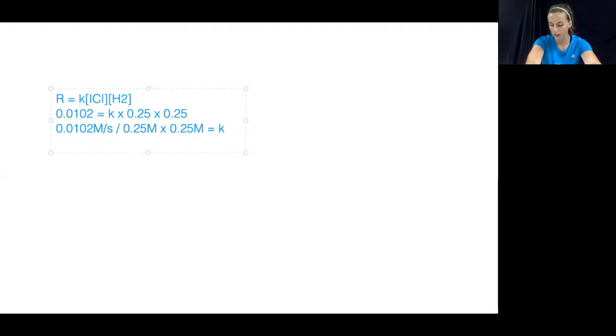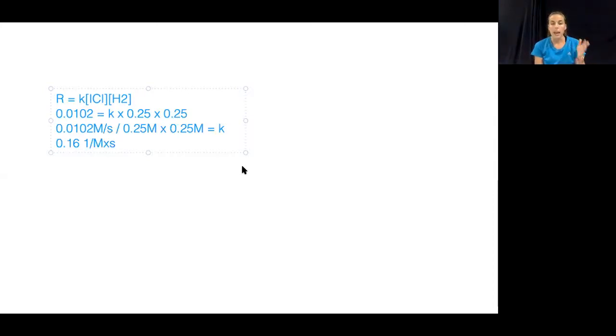So we plug it in the calculator and we get 0.16. And like I said, that was 1 over molarity times seconds. Weird unit, but that's what we're left with because this molarity canceled with this molarity, and all you're left with is a second on the bottom here and a molarity on the bottom here. So that's what you have.